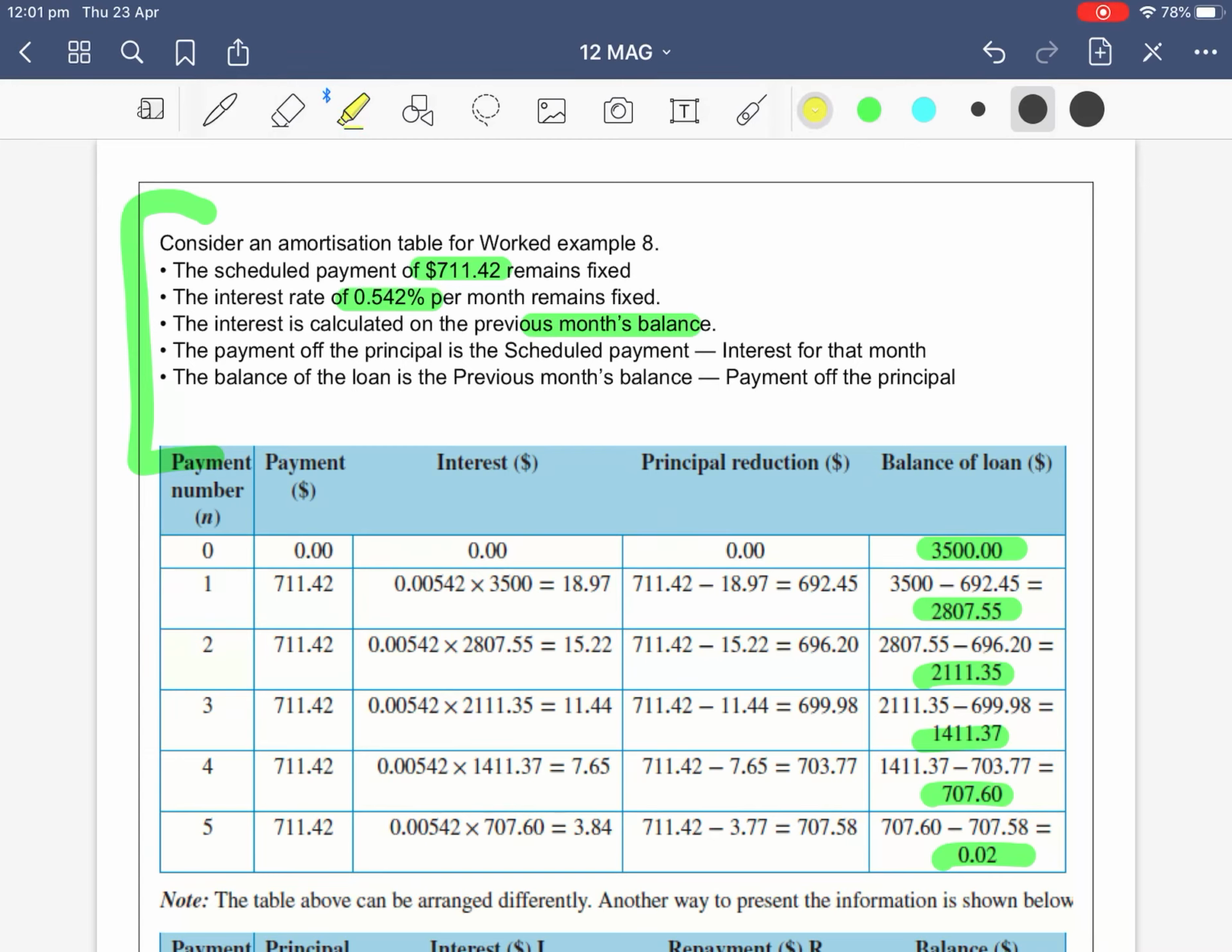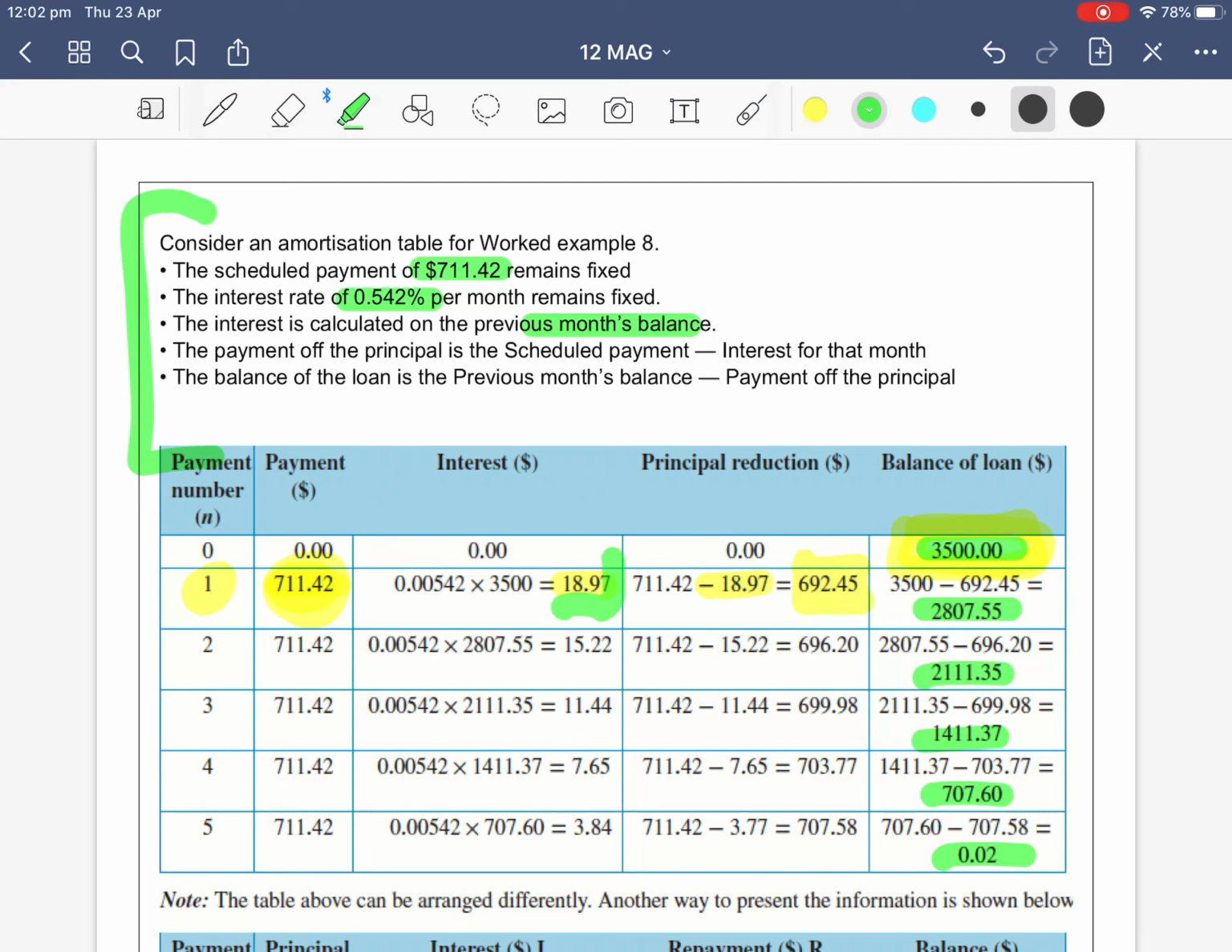That's fine. Another way to think about this, looking at payment number 1 here, is that if we make the first payment of this, we also have to consider that this $3,500 is going to have compounding interest on it. So the first thing that happens is $18.97 gets added to the $3,500, which means that from this $711.42 we have to subtract the $18.97. So we're really only paying off a true value of $692.45 off the actual loan amount.